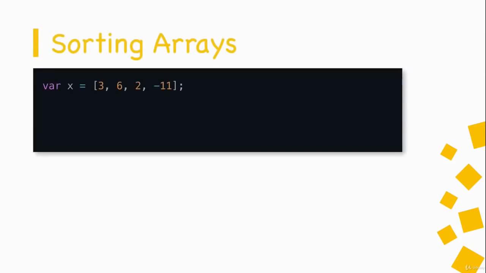Now sometimes you might want to sort a certain array, and JavaScript has methods available for that. So for this example, let's redefine our previous array again. Var x equals 3, 6, 2, minus 11. Now you can use the sort method in order to sort all the values inside the array from the smallest to the biggest. So x.sort gives us the array that starts with minus 11, then 2, then 3, then 6. So it starts with the smallest element first, which is minus 11, then 2, then 3, then 6. So it sorts the array in an ascending manner.